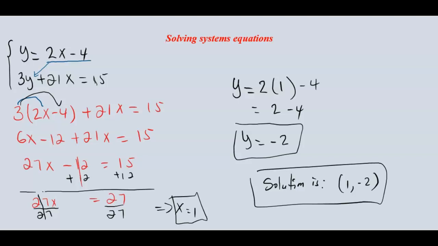Okay, that's it. Now, let's say we have x equal negative 1 minus 2y, and we also have 3x plus 5y equal negative 1.